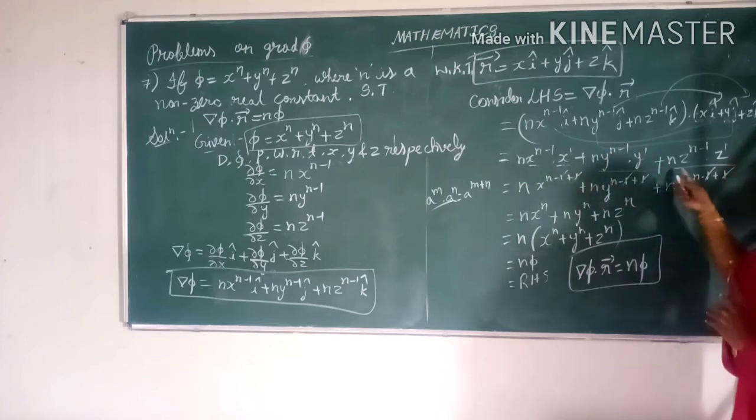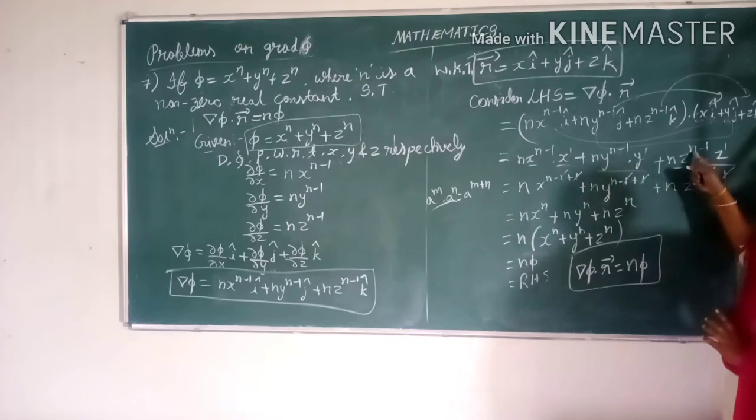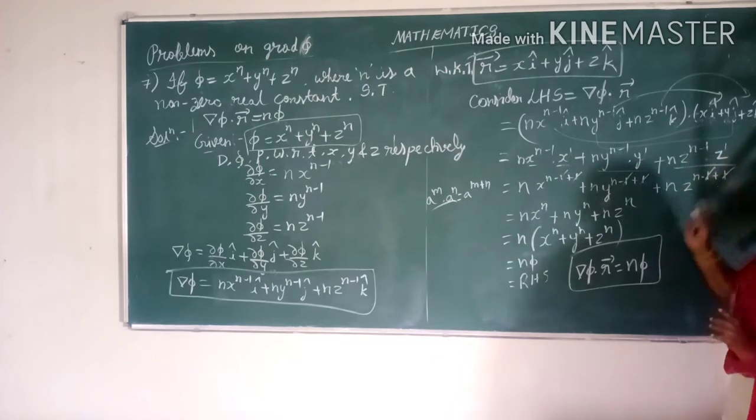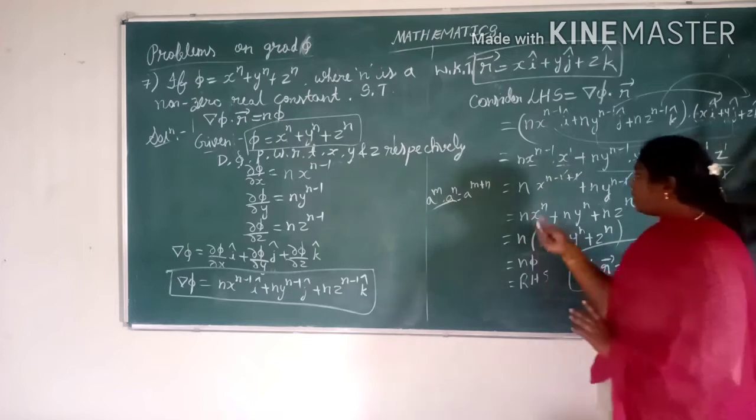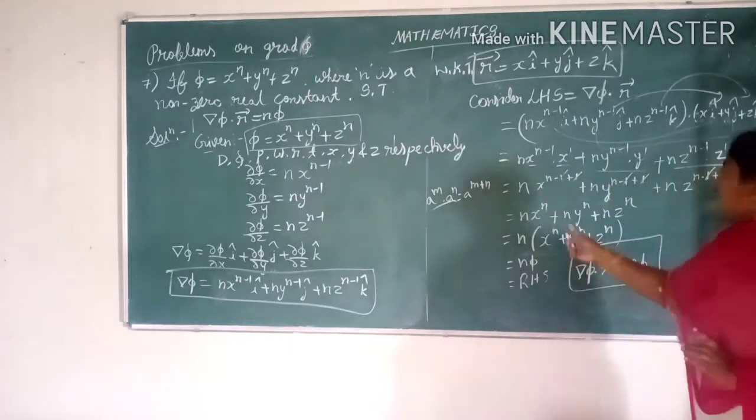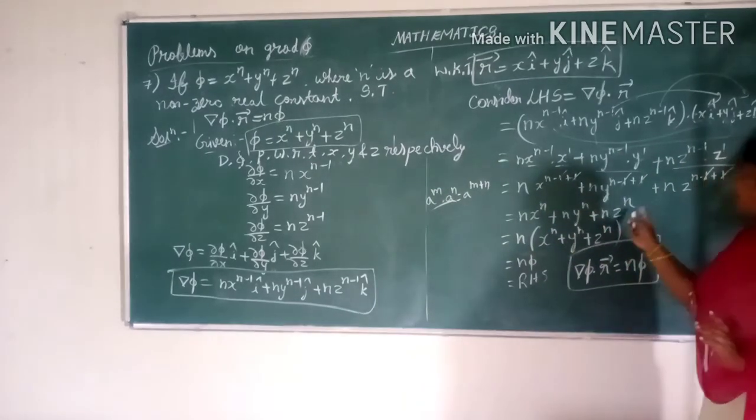Plus 1. Similarly, here n into z to the power of n minus 1. Here the plus 1 minus 1 plus 1 cancels. What is the remaining here? n into x to the power of n plus n into y to the power of n plus n into z to the power of n.